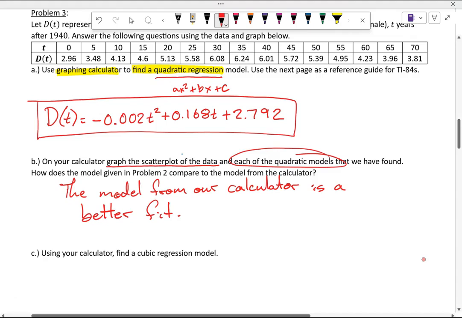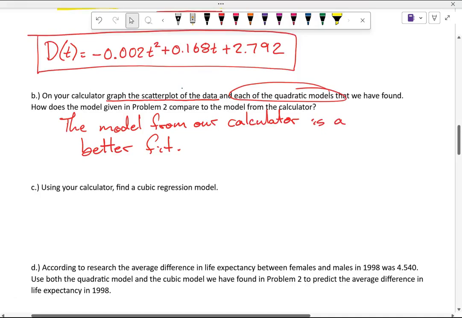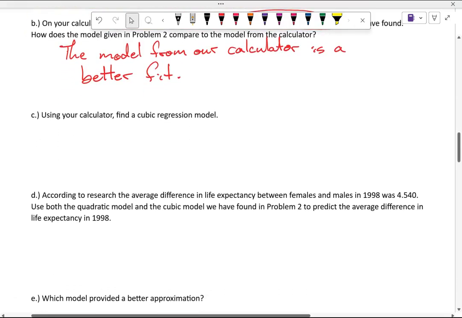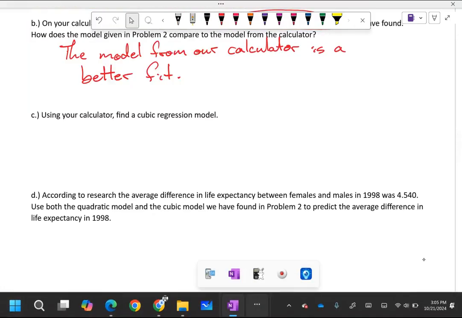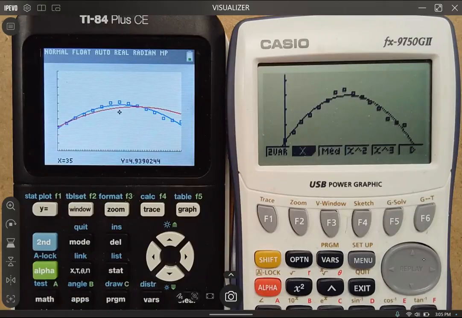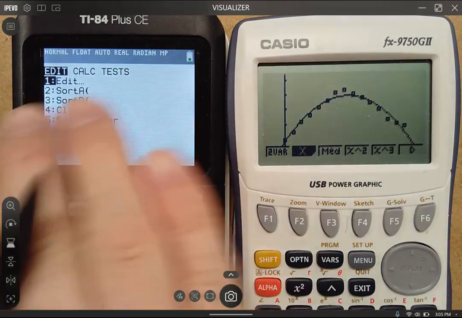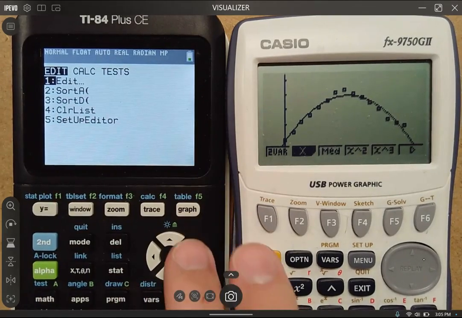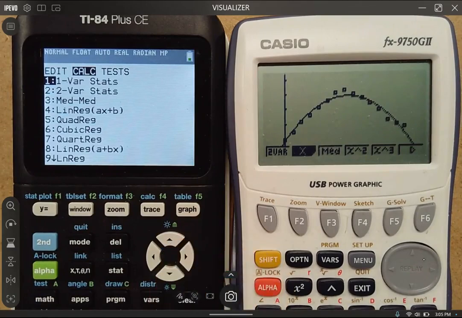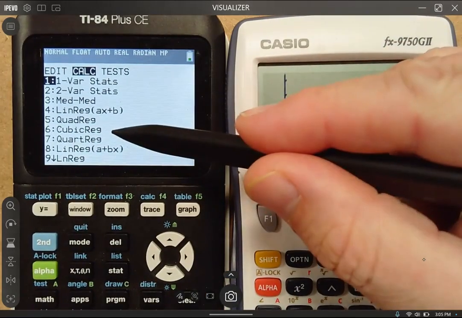All right, part C. We're now going to use the same data, but find a cubic regression and see how that compares. So let's go back to our calculators and find a cubic regression. I'm going to go back into stats. I don't need to enter my data, it's already entered. I'm going to go over to calculate. This time I want cubic regression, so number 6.